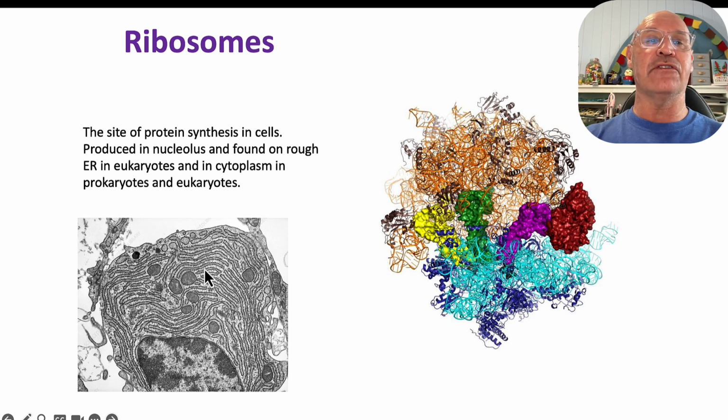We can see that it's studded with the ribosomes. We can see here that we've got the mitochondria. This is, of course, the nucleus, and that's a mitochondria here, and we've got the cell membrane.